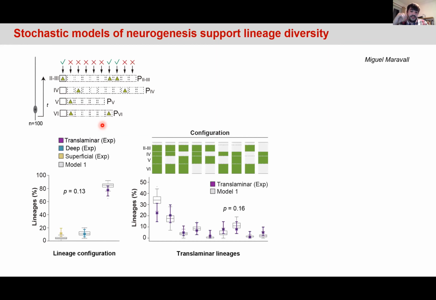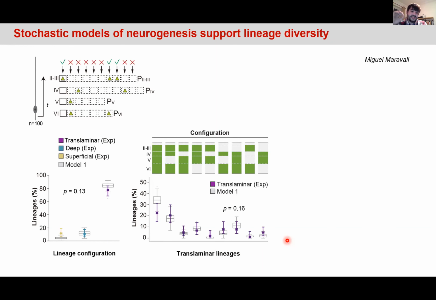And to our surprise, it turned out that with a unique and homogeneous population of progenitor cells, just a single set of stochastic rules, we were able to reproduce the vast majority of lineage configurations we have observed in our experiments at approximate numbers, indicating that simple models based on unique homogeneous populations of progenitor cells and operating through stochastic principles are able to account for the majority of the configurations we have observed.